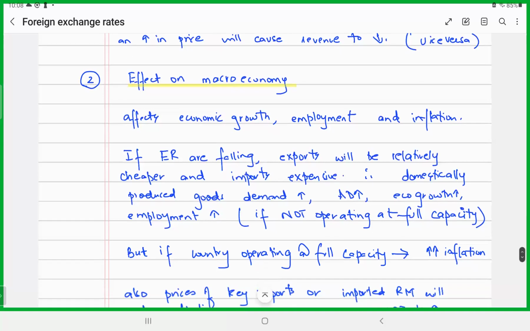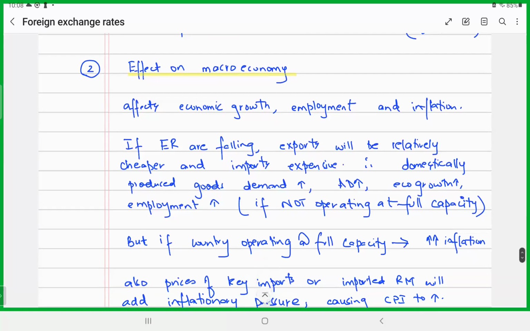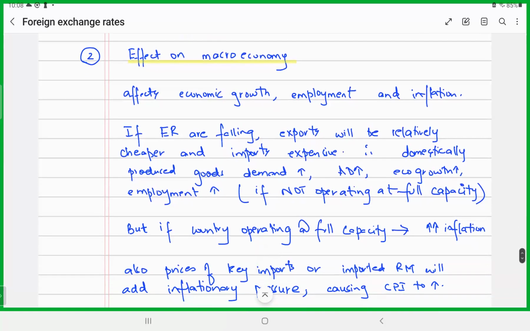Apart from exports and imports, what happens because of changes in the exchange rate on the overall economy? What happens to economic growth, or let's say employment or inflation? Are these affected also? Yes. How? If the exchange rate is falling, what happens?